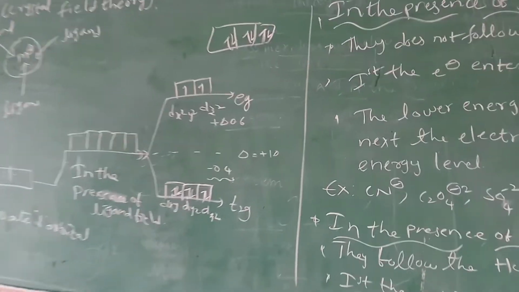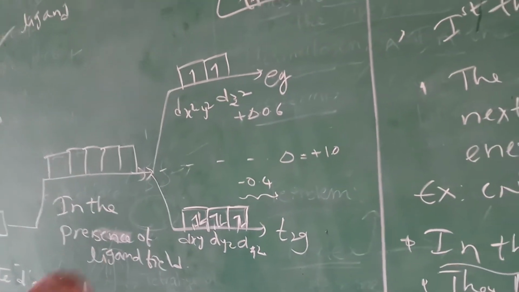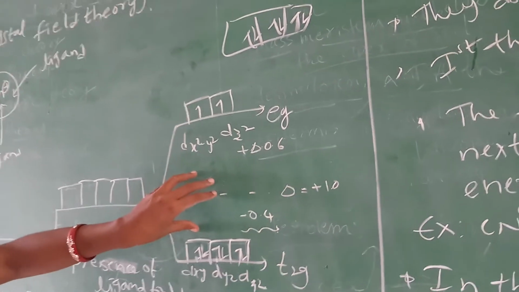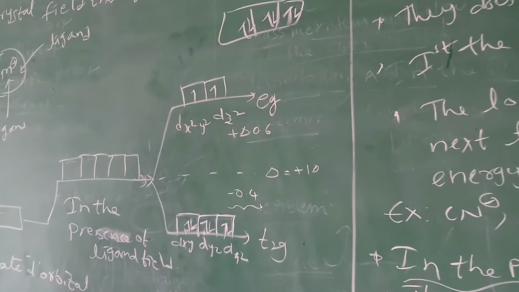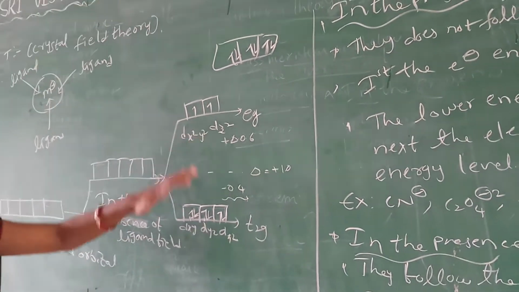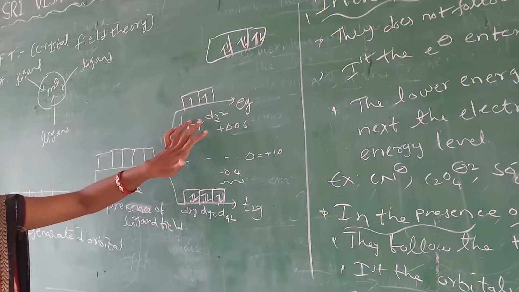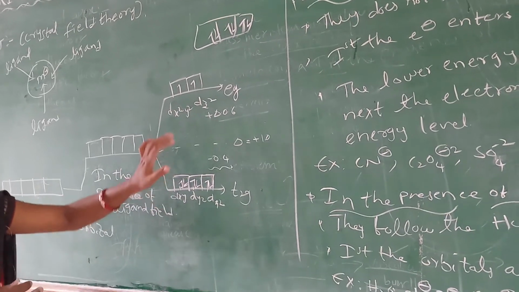All of you listen. In the presence of a weak field ligand, what happens? The energy gap between Eg and T2g is very small. So they can follow Hund's rule. What is Hund's rule? First the orbitals are half filled, and then they can pair up.